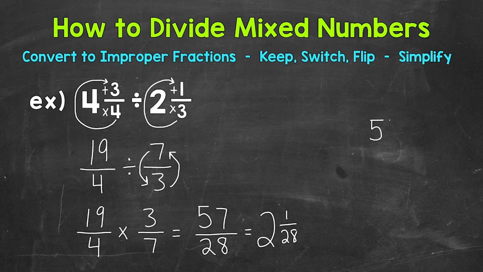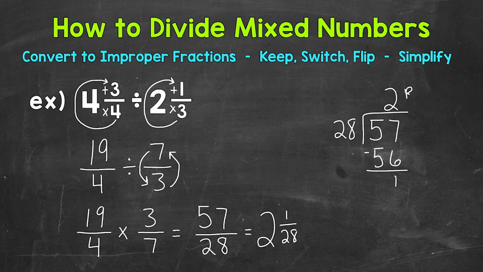So we have 57 divided by 28. So we need to think how many whole groups of 28 out of 57. Well, we said that's 2. That gets us to 56. So 2 times 28 is 56. So we get a remainder of 1. This 2 is going to be the whole number part of our mixed number, 2 whole 28s out of 57. And then this 1, the remainder, is going to be the numerator, and then we keep our denominator of 28 the same.